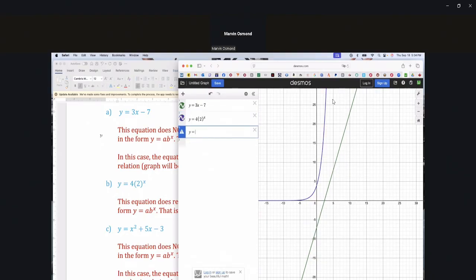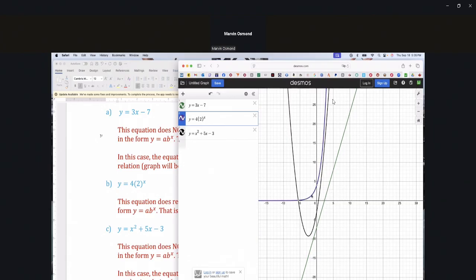Y equals x squared. Remember, y equals x squared is the most basic parabola. Vertex is there. Plus 5x. And then minus 3. There we go. So now this represents this equation here, which is a quadratic, which means the graph is a parabola. The purple graph is right here.